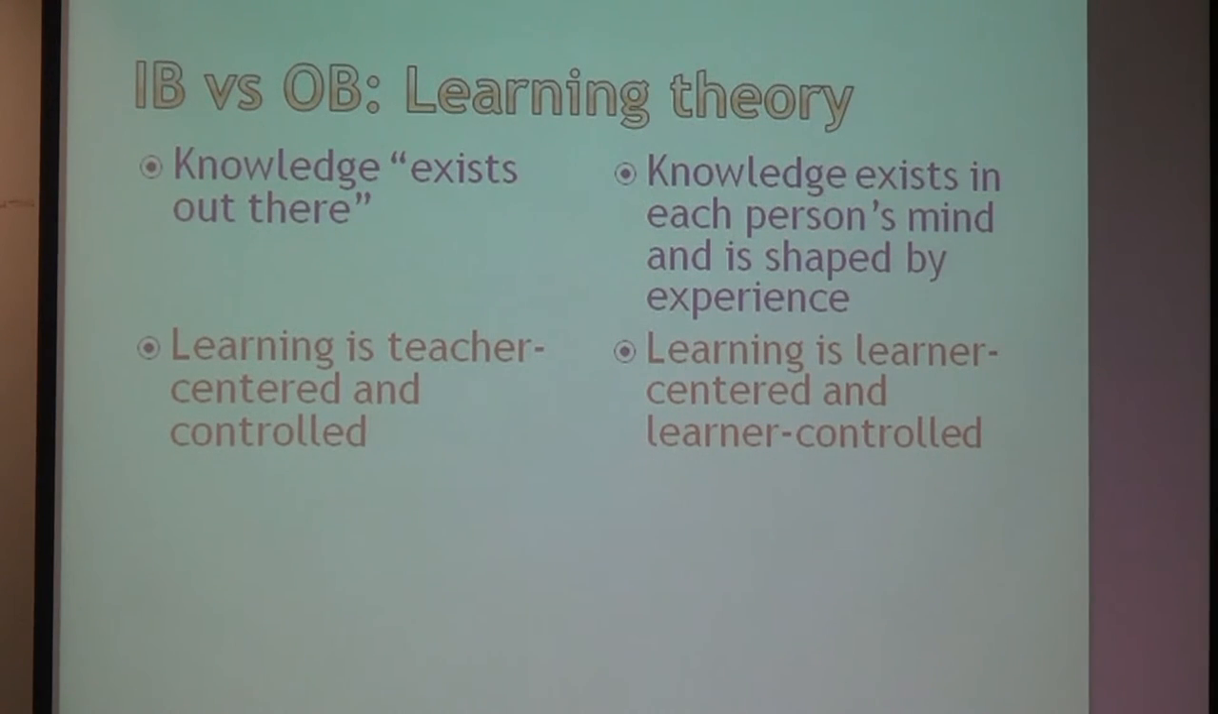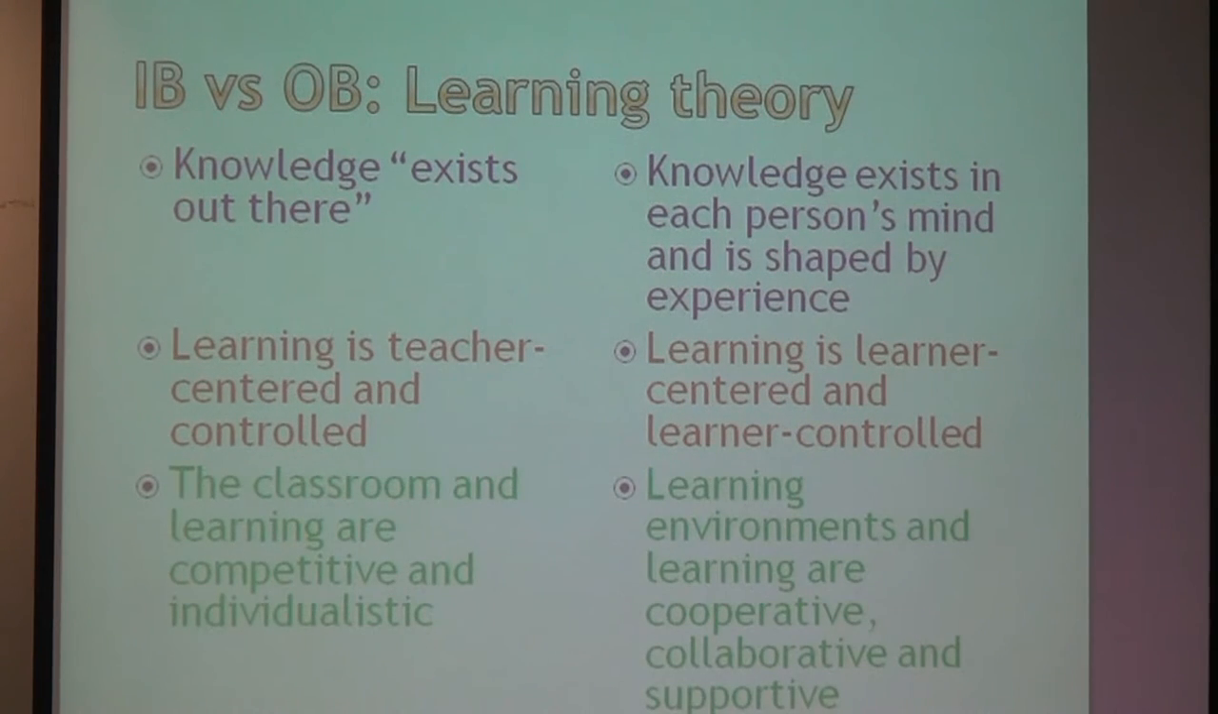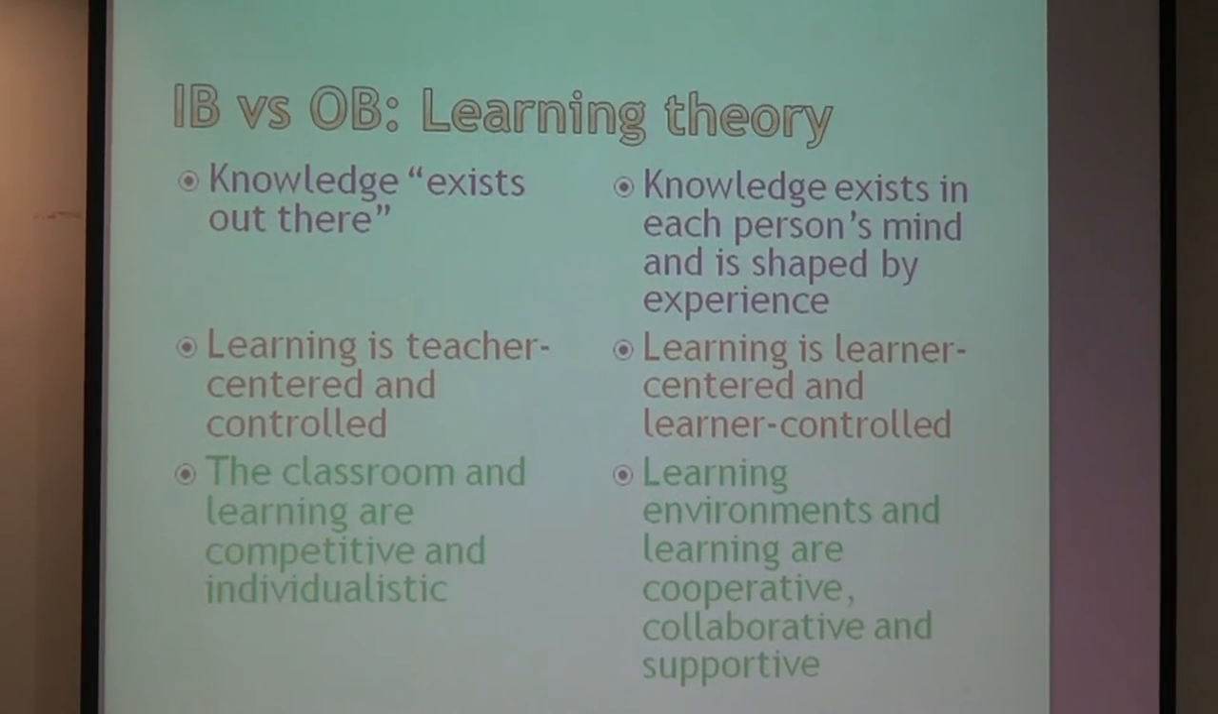In IB, learning is teacher-centered and controlled, while in OB, learning is learner-centered and learner-controlled. Of course, we see Facebook posts like, this is not high school. Have you come across that? You cannot act like high school students here when we provide everything, this is a university, etc. But there are ways of making the classroom learner-centered without allowing the students to control what's happening. In IB, the classroom and learning are competitive and individualistic. But here, cooperative, collaborative, and supportive, so you have more group activities, even group tasks and projects.